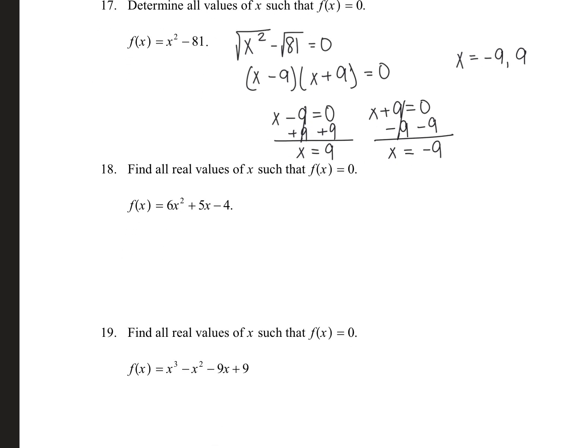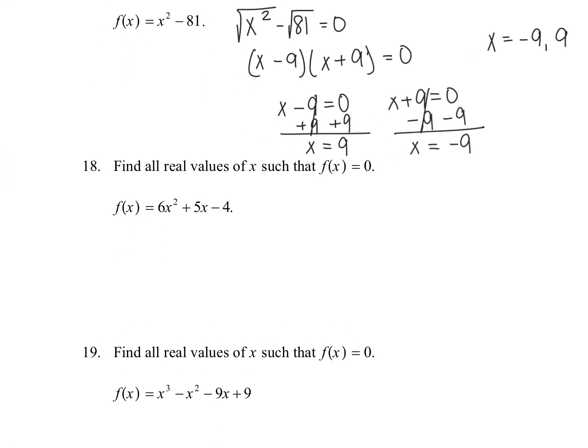All right, looking at the next one, same thing with this one. 6x squared plus 5x minus 4 equals 0. I'm going to go ahead and multiply. 6 times negative 4 is going to give me negative 24, and then I need to think, what two numbers multiply to give me negative 24, and what two numbers add to give me positive 5. That's going to be 8 and 3, but pay attention to the signs. So it's going to be a positive 8 and a negative 3.